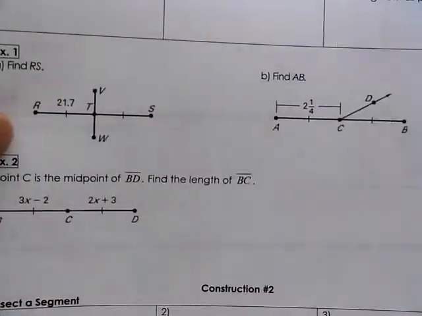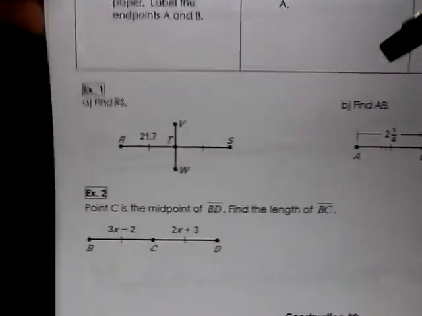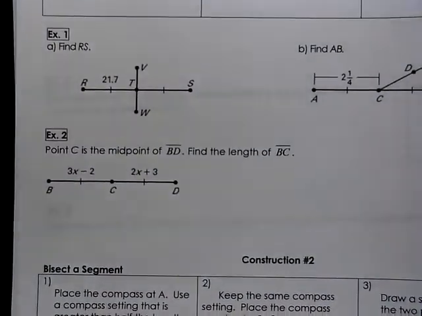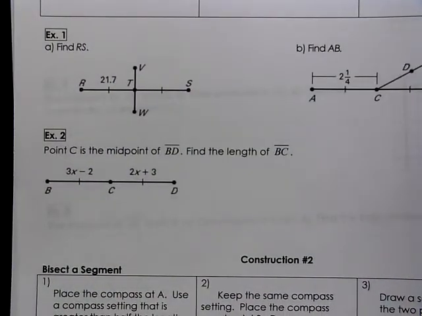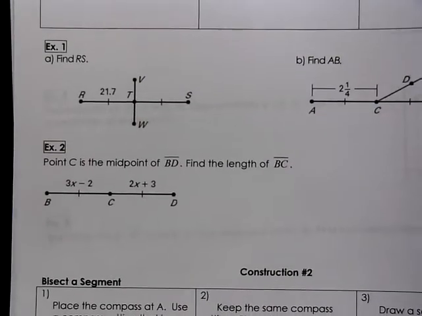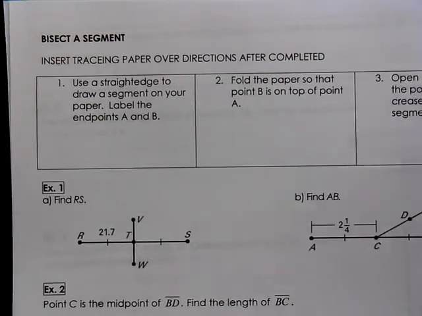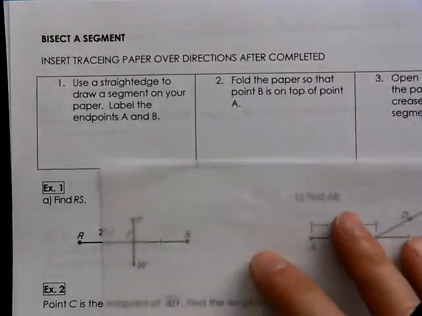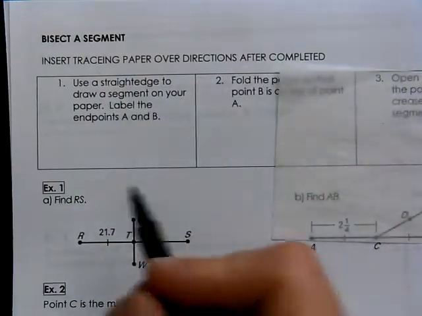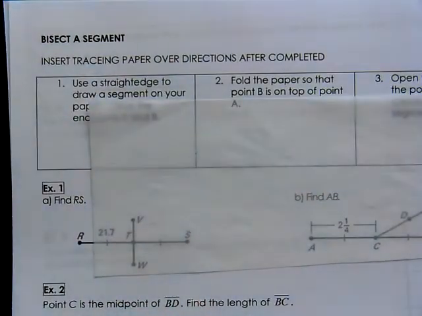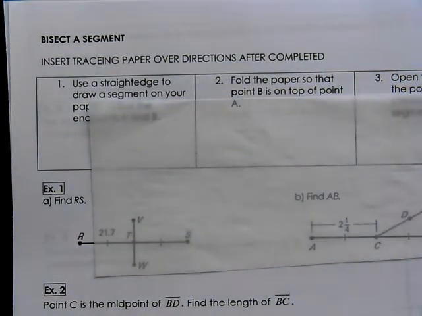Turning the page to the next side, you can see that in example 1 and 2, we'll be looking at some segments here with a bisector drawn. But before we get to that, let's think of a construction here. And we're going to use a piece of tracing paper to just kind of diagram what we'll be seeing in a moment here, creating our very own segment bisector.